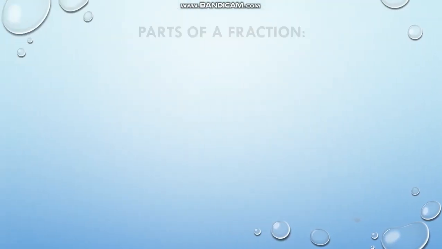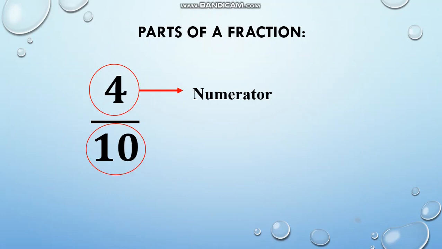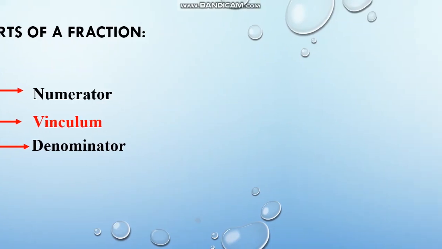Let's look at parts of a fraction. Look at the fraction 4/10. The number 4 is above the line. Numbers that are above the line are called the numerator. The number 10 is below the line. The number under the line is called the denominator, and the line between those two numbers is called the vinculum.